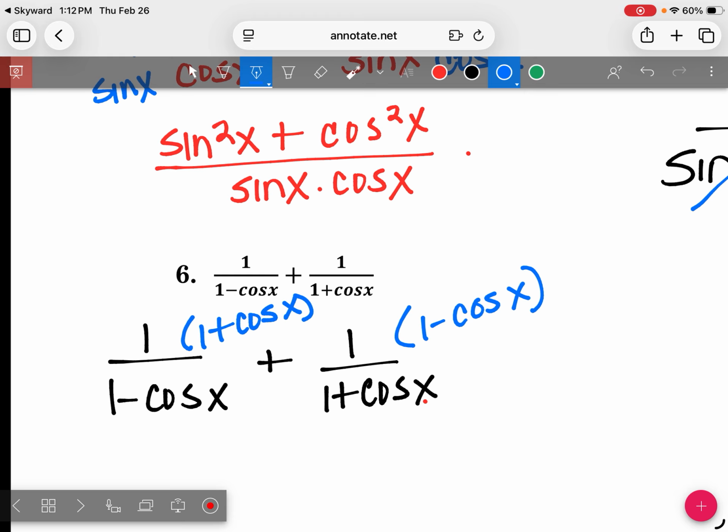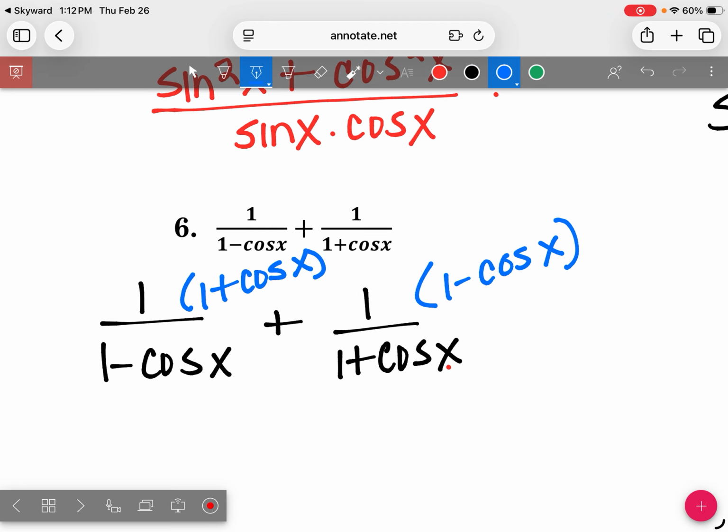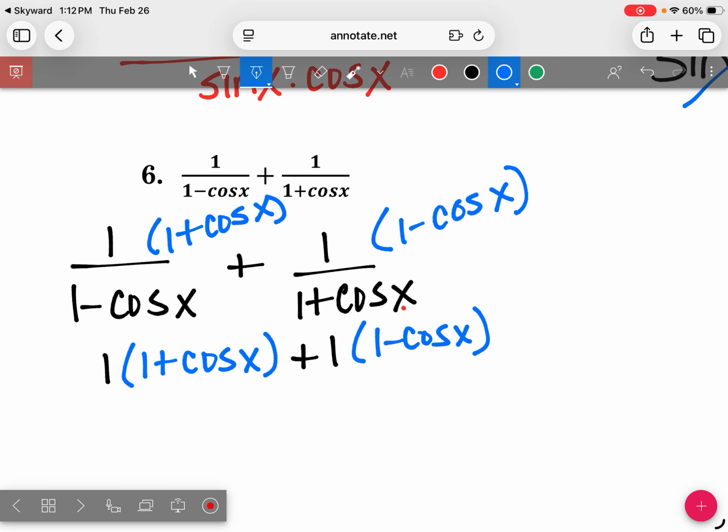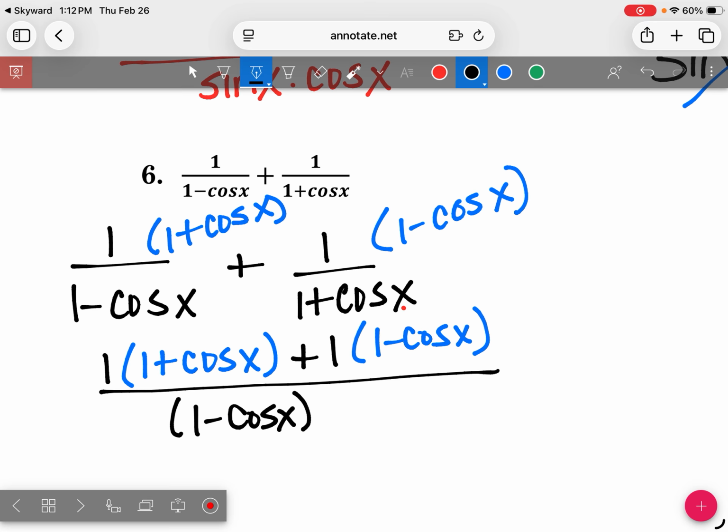Okay, and I'm doing that top and bottom. I just didn't write it at the bottom. So what that's going to give me across the top is 1 times 1 plus cosine x plus 1 times 1 minus cosine x. And that's divided by 1 minus cosine and 1 plus cosine.